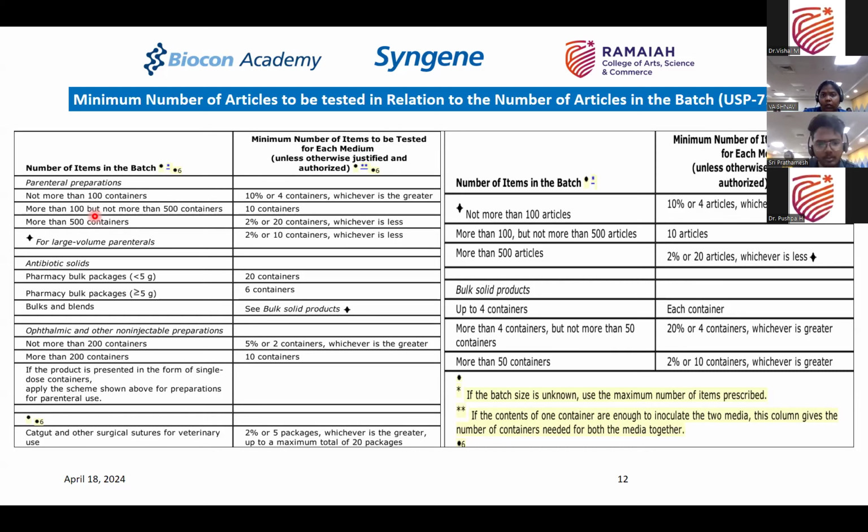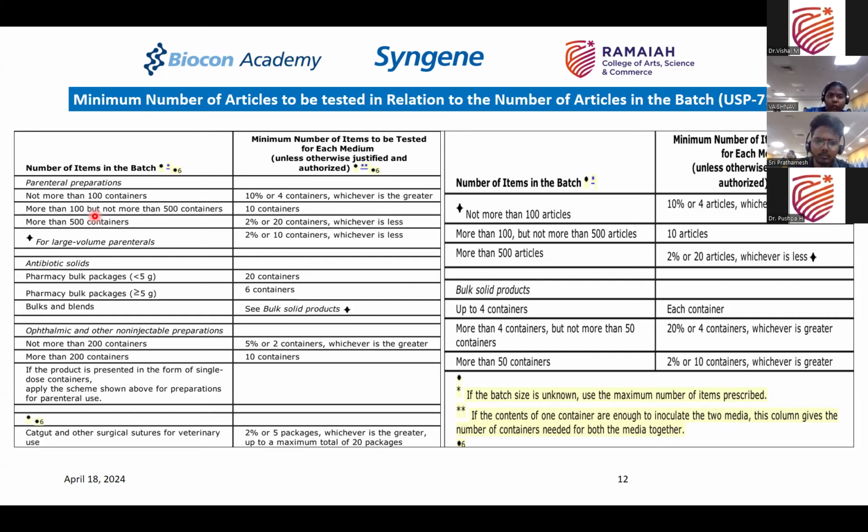For eyes, medicine for eyes, especially eye drops or solutions or suspensions or any such kind of ointments, is called ophthalmic. And here also, not more than 200 containers, 5% or 2 containers. This is the standard. Always we have to know.